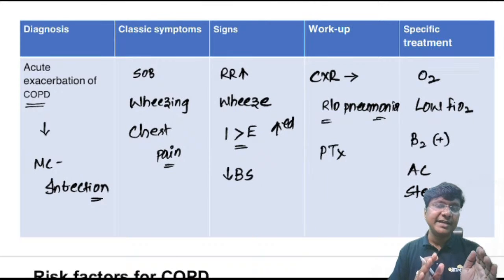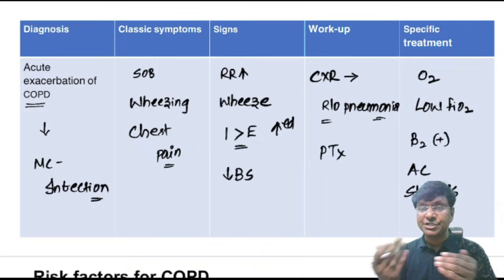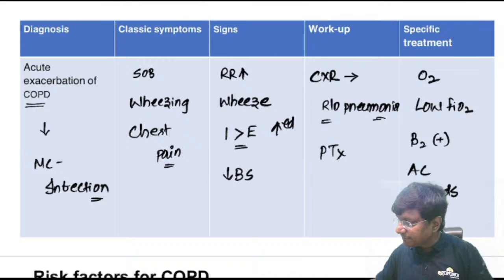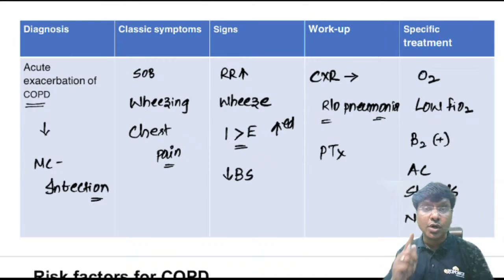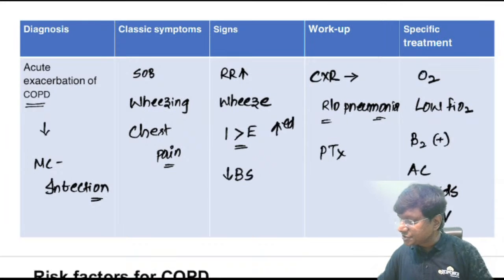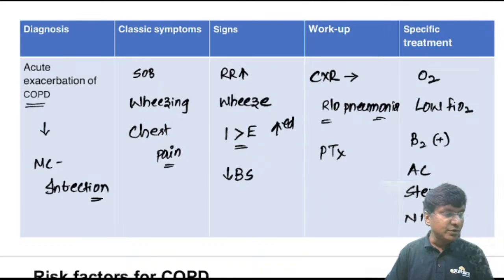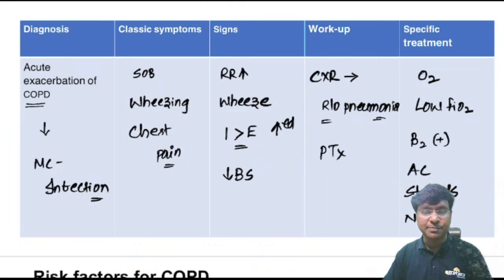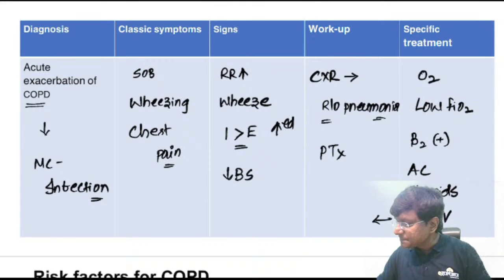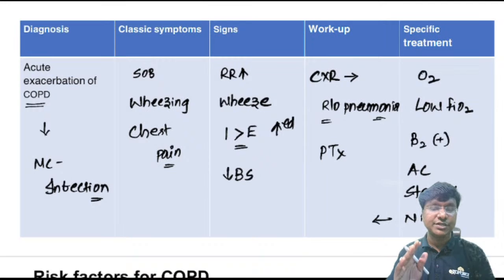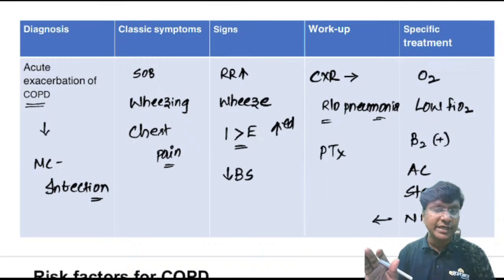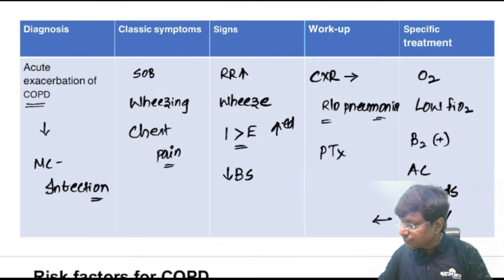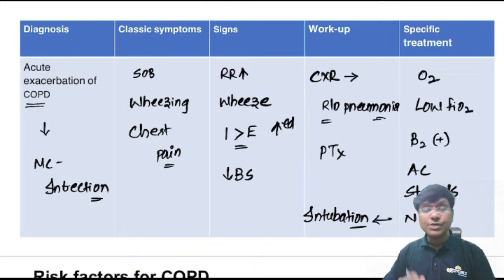In spite of medical management, if the patient's dyspnea or saturation is not improving, then you have to connect the patient to non-invasive positive pressure ventilation. And in spite of non-invasive positive pressure ventilation, if the patient is not improving, then in such a case, you need to do intubation. Right, endotracheal tube you need to place. So this is about your acute exacerbation of COPD.